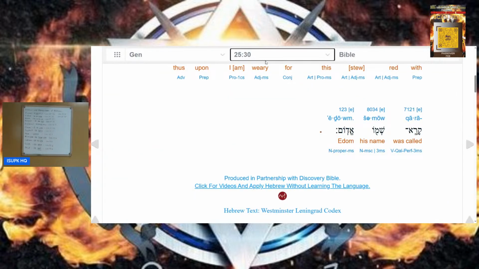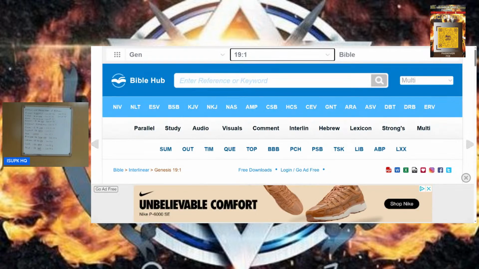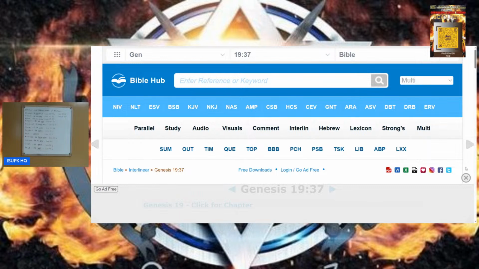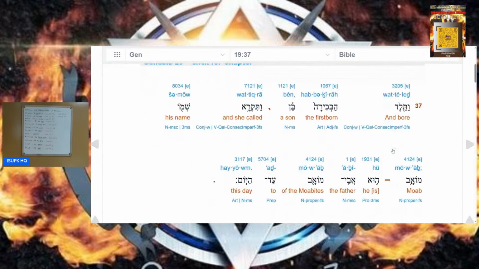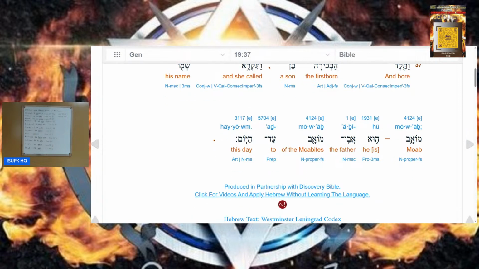So we're going to go to Genesis 19, verse 37. And you can see Moab right here. Ma, wa, a, ba. And you also see when it says Moabites over here, it's the exact same word. Ma, wa, a, and ba. And that's where Moab's at.